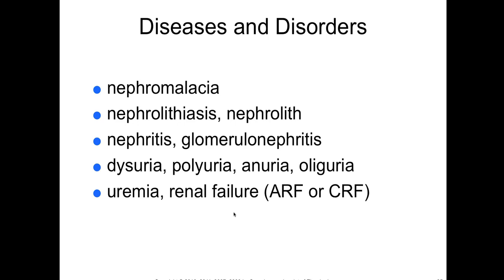So let's continue to talk about some diseases and disorders. First, we have nephromalacia. Remember, the suffix malacia means softening, so this is softening of the kidney. Next, we have nephrolithiasis or nephrolith, and this is a condition marked by the presence of kidney stones. Nephrolith is a word for kidney stones, but typically what we use for kidney stones is renal calculi.